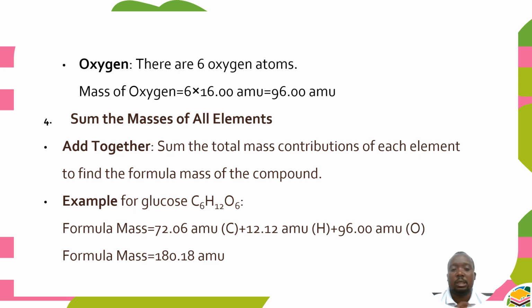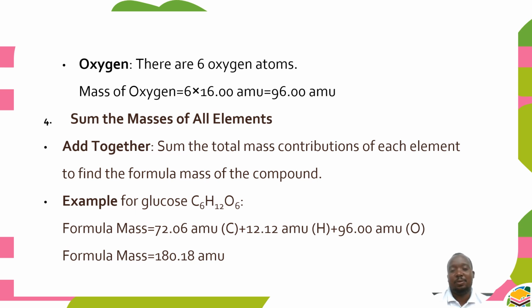So for glucose C6H12O6, the formula mass will be 72.06 AMU for carbon, plus 12.12 AMU for hydrogen, plus 96 AMU for oxygen. If you do that, the total formula mass now is 180.18 AMU. That is the formula mass of glucose.